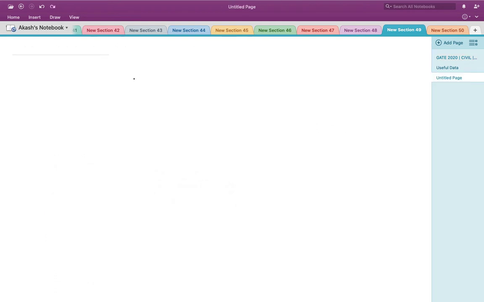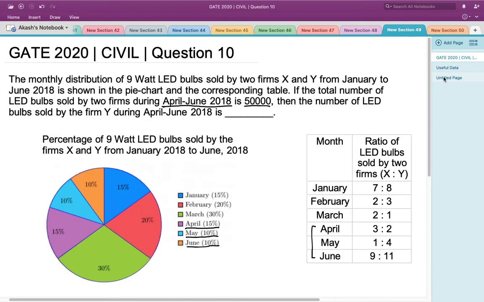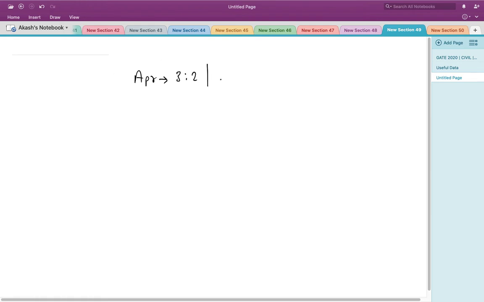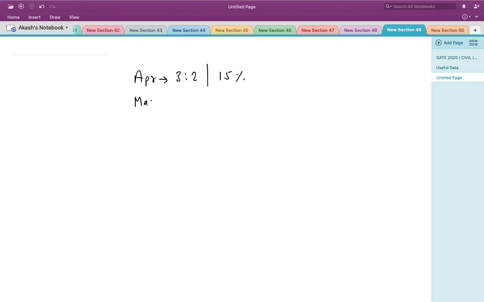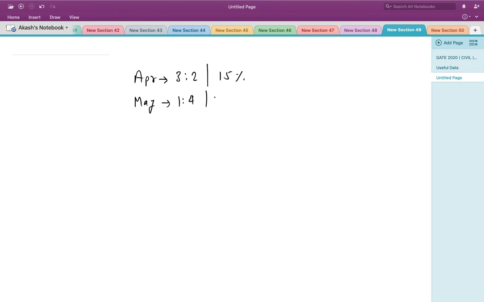So the first thing given to us is that the ratio of the LED bulbs sold by firms X and Y during April is 3:2. Also, the total number of LED bulbs sold was 15%. Similarly, during May, the ratio of the LED bulbs sold was 1:4, and the percentage of LED bulbs sold during May was 10%, and in June the ratio was 9:11, and the total bulbs sold was 10%.